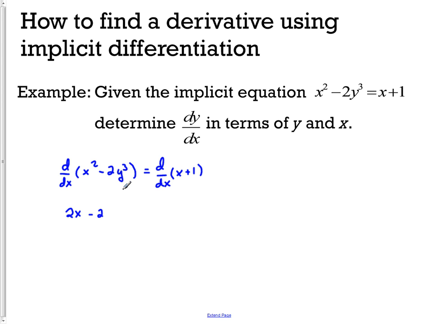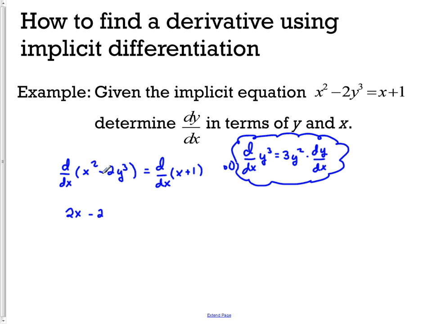Now, by the chain rule, if I had the derivative with respect to x of y cubed, I'm going to end up with 3y squared times the derivative of y with respect to x. So bearing that in mind, when I take the derivative of my term, y to the third, it's 2 times 3y squared times dy/dx, equals, and then take the derivative with respect to x of x, that's just 1, plus 0, which is the derivative of the constant 1.